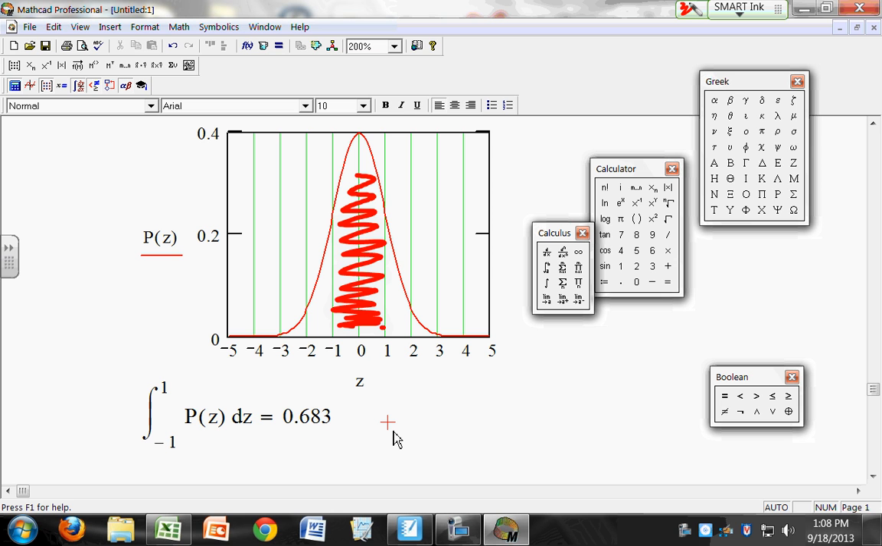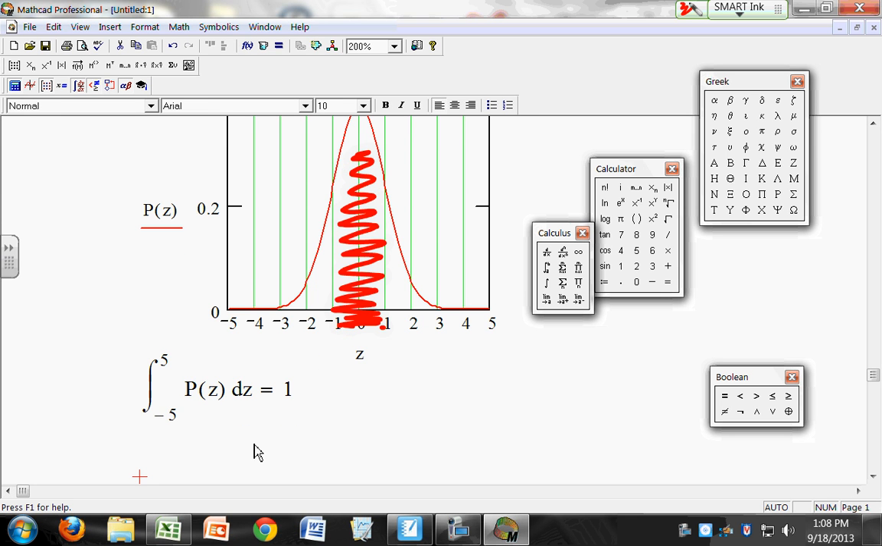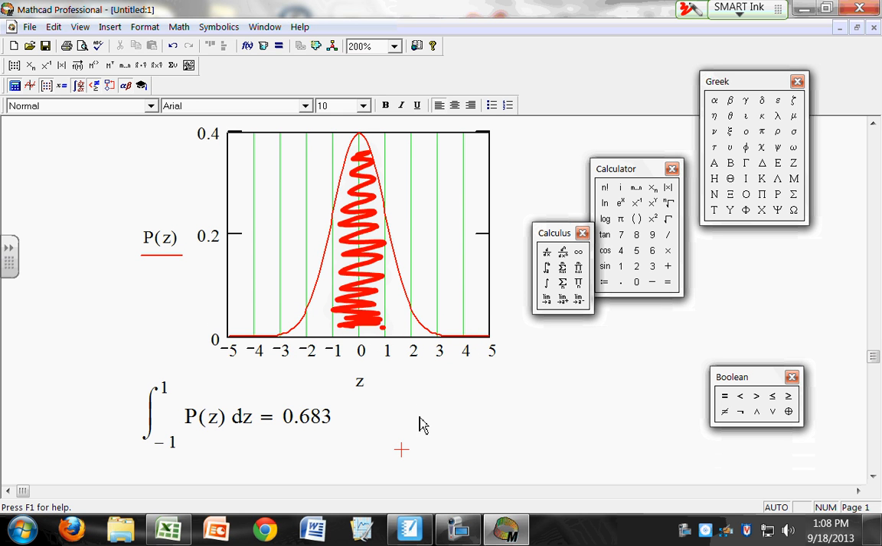From that area under the curve, remember the total area under the curve should be 1, right? In fact, if I make that area very small, -5 to +5, that's essentially 1. You can see at 5 and -5, the function is pretty much dead. There's no more area. The area there is going to be negligible. So from -1 to 1, the area under the curve is 68% of the total area, 0.683.